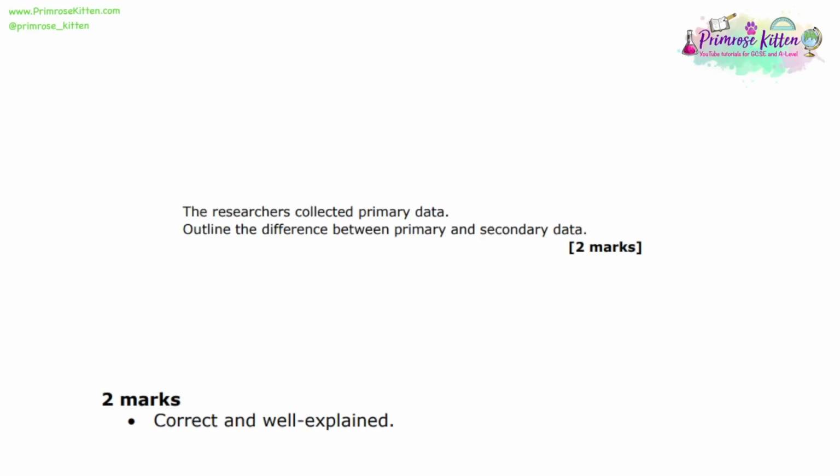The researchers collected primary data. Outline the difference between primary and secondary data. There are 2 marks available for the question. The mark scheme states that to gain both marks, the answer must be correct, so information must be accurate and it must be well explained.